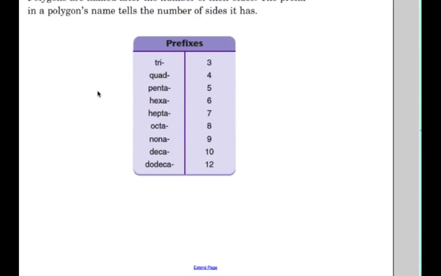Now, polygons are named after the number of their sides. The prefix in a polygon's name tells the number of sides it has. Study the prefix box. You'll recognize many of them. Tri means three. Think triangle. We've got quadrangle, pentagon, 5 sides, hexagon, 6 sides, heptagon, 7 sides, octagon, 8 sides, nonagon is 9 sides, a decagon is 10 sides, or a dodecagon would have 12 sides.